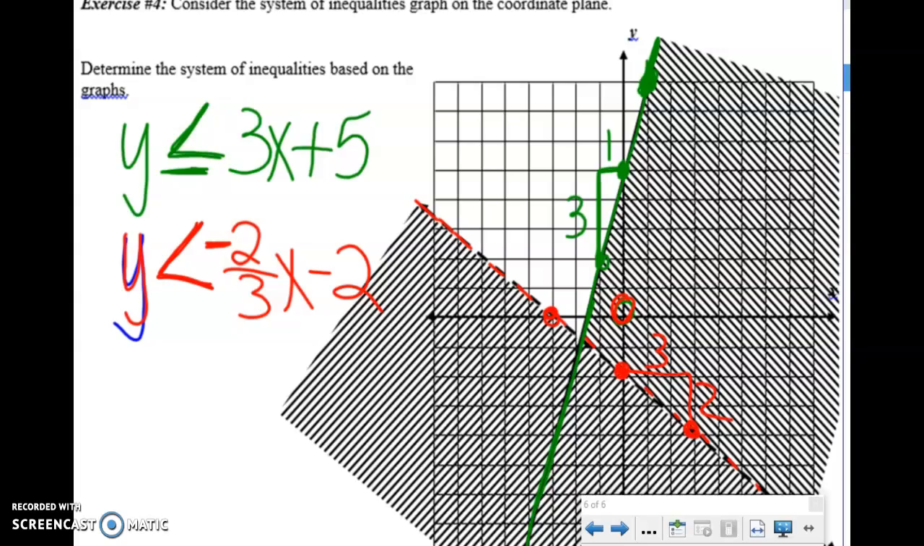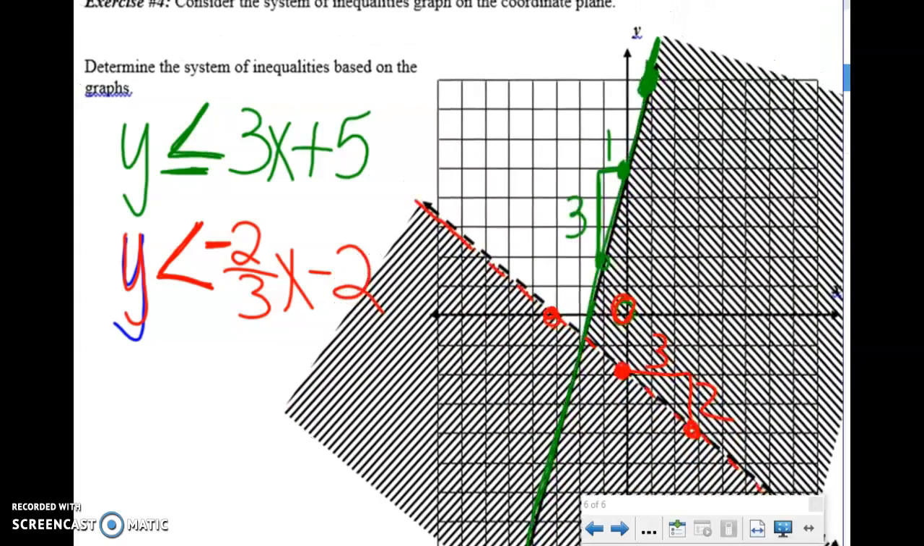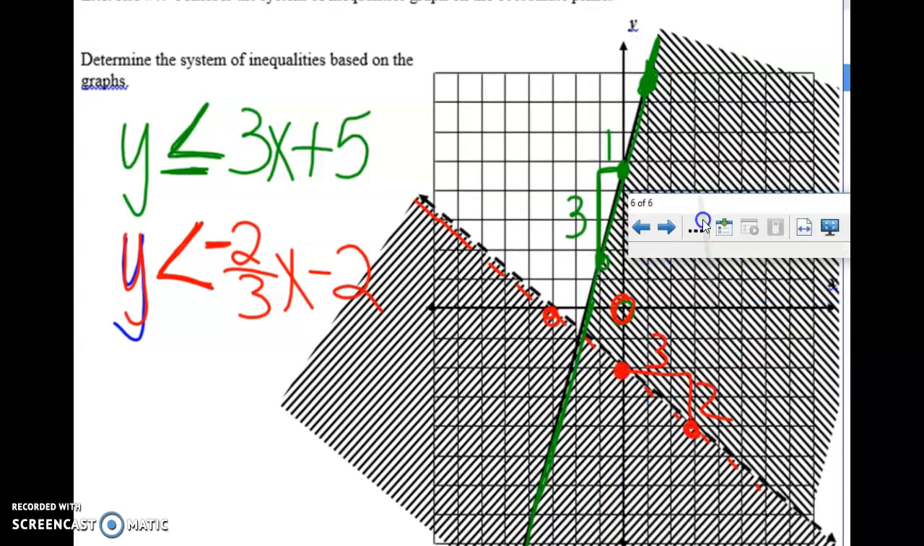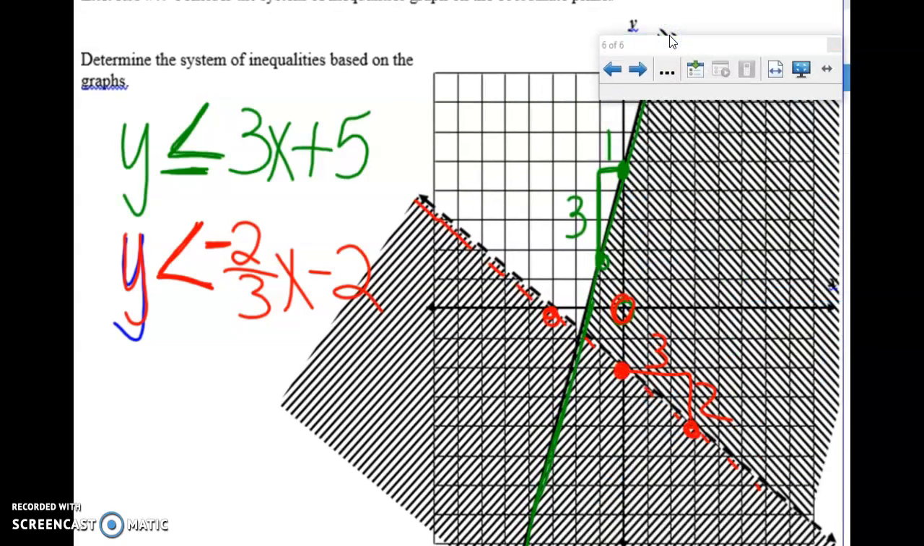Now, don't forget that the actual solution to this is right here in the double crisscross area. This would be the solution to only the green section, only green. This is the solution to the red section. And then here, there are no solutions to either inequality. So this blue section is the answers to our system of inequalities.